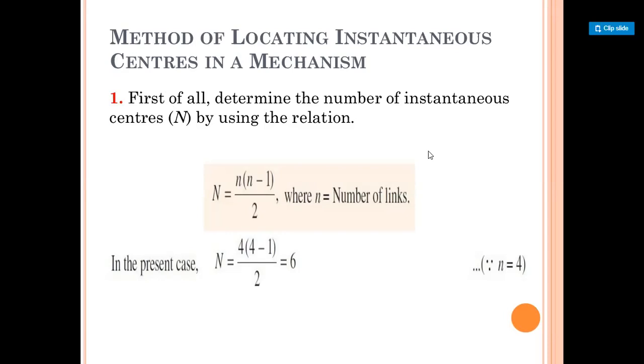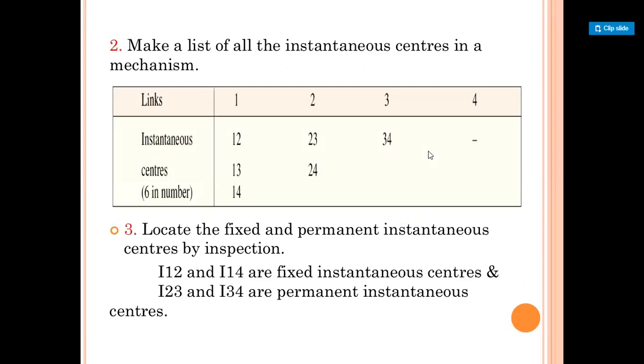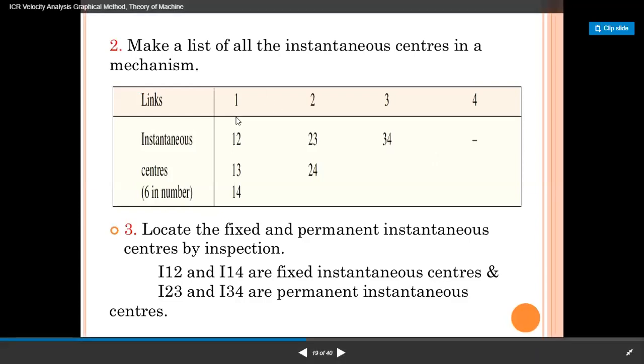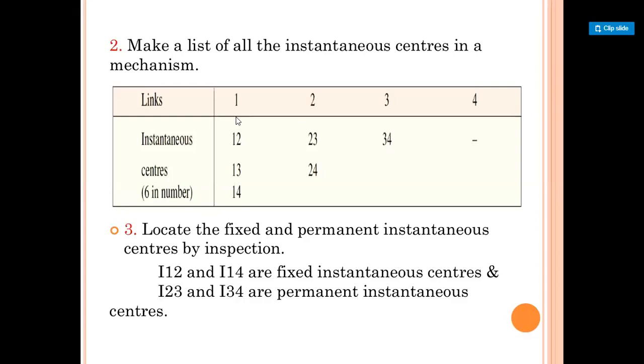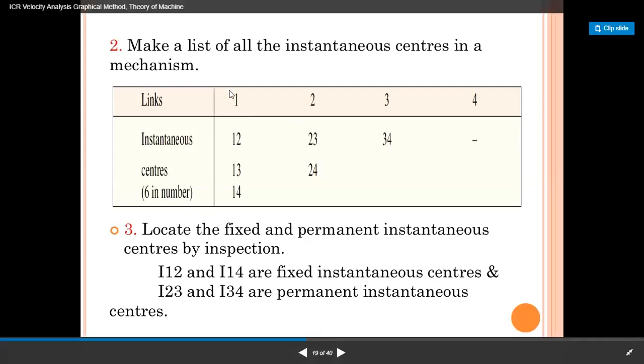If you have a 4-bar mechanism, then the maximum number of instantaneous centers you can get is 6. Now this is the method. How many instantaneous centers can you get? First are the links. You have 4 links: 1, 2, 3, and 4. How many different kinds of instantaneous centers can you get? So take a first link, and find its relation with all the other links in the mechanism.